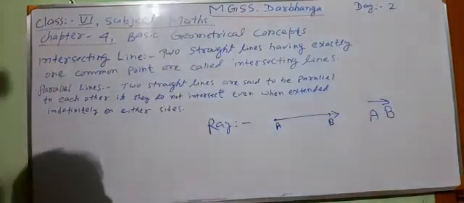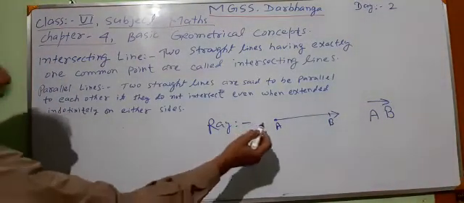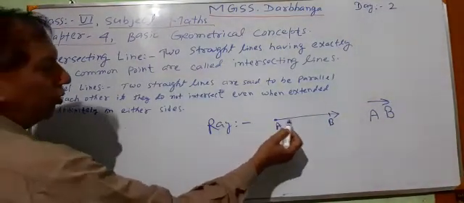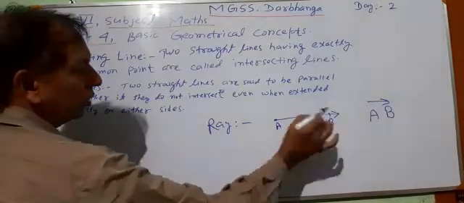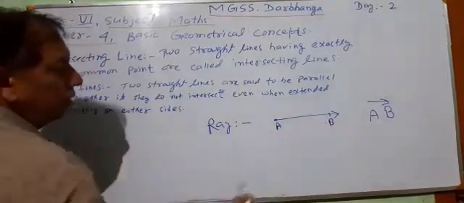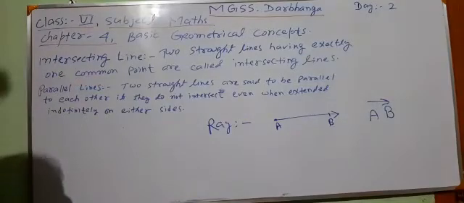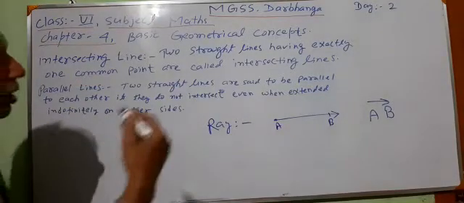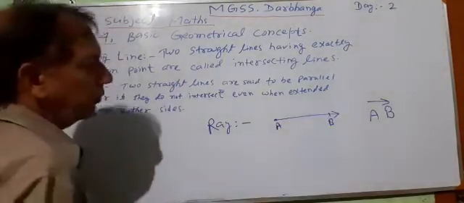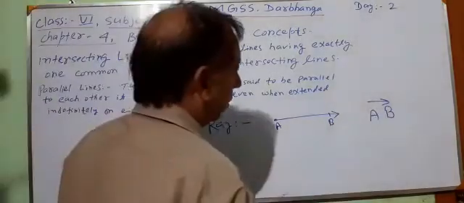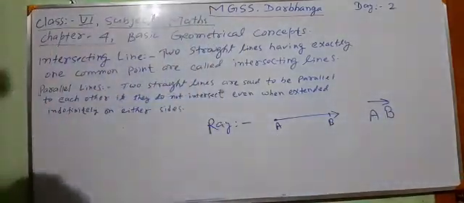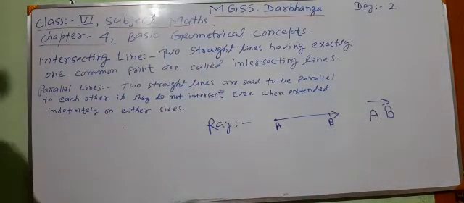Here what we are seeing is that a ray has one end point. A is one end point, and on the other side there is no end. Point B does not represent an end. It represents any point near the end. This is ray AB. We have read about point, line, line segment, and ray.